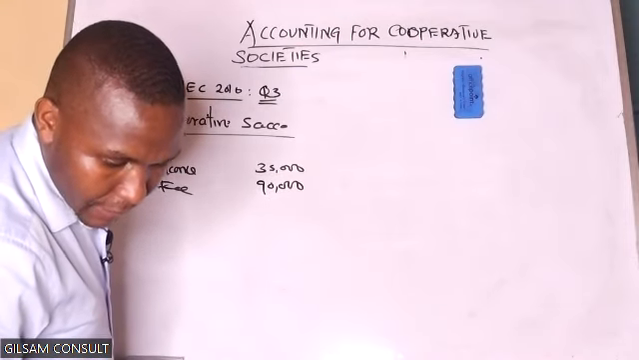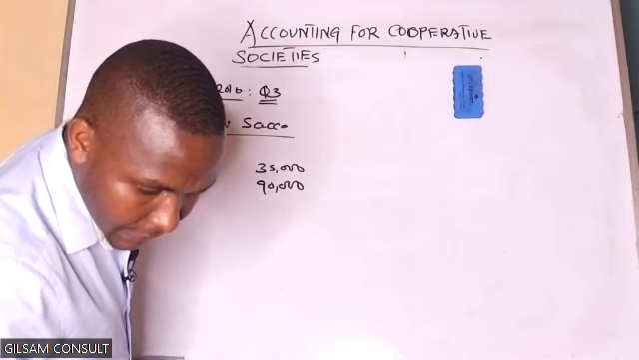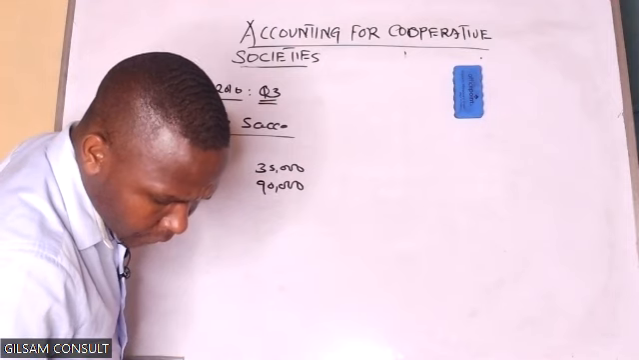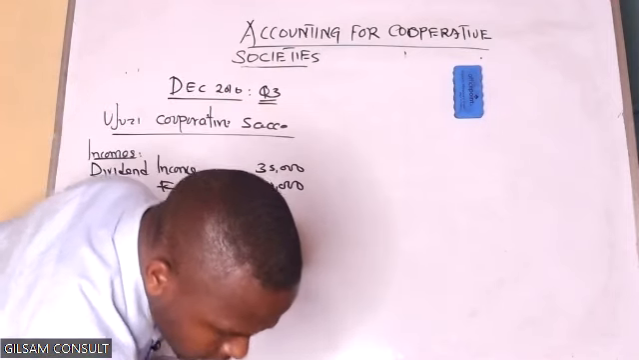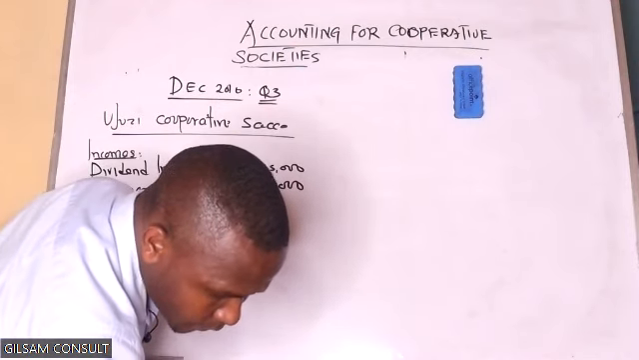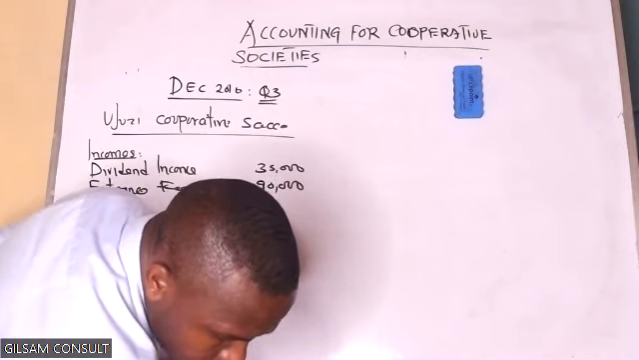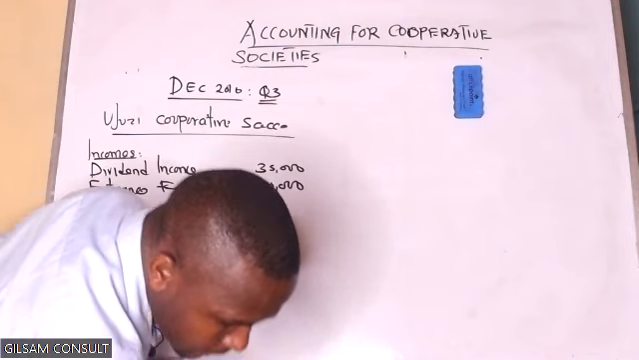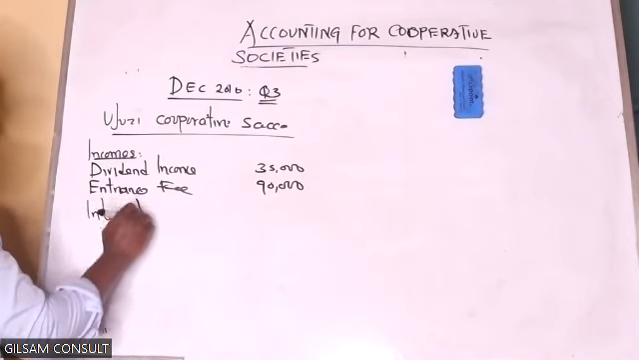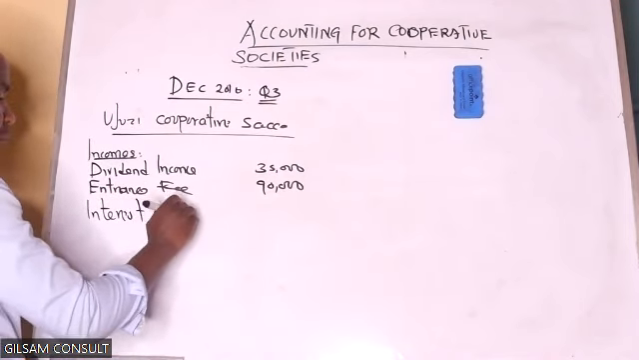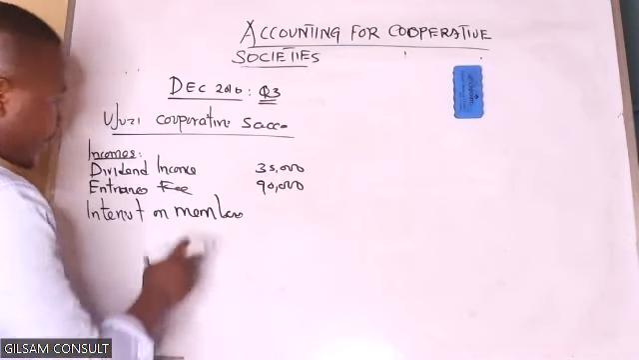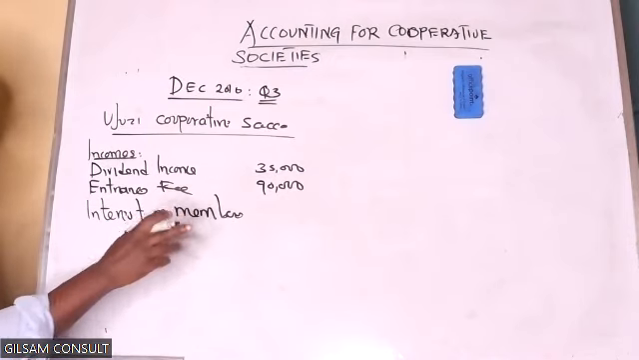What else do we have? Entrance fee, bank loan, dividend. I'm looking at the trial balance to see if I have any other income. Interest on members. Do you have the interest on members? Yes, interest on members deposit. Not deposit, interest on members loan. Change that one to interest on members loan on the trial balance.